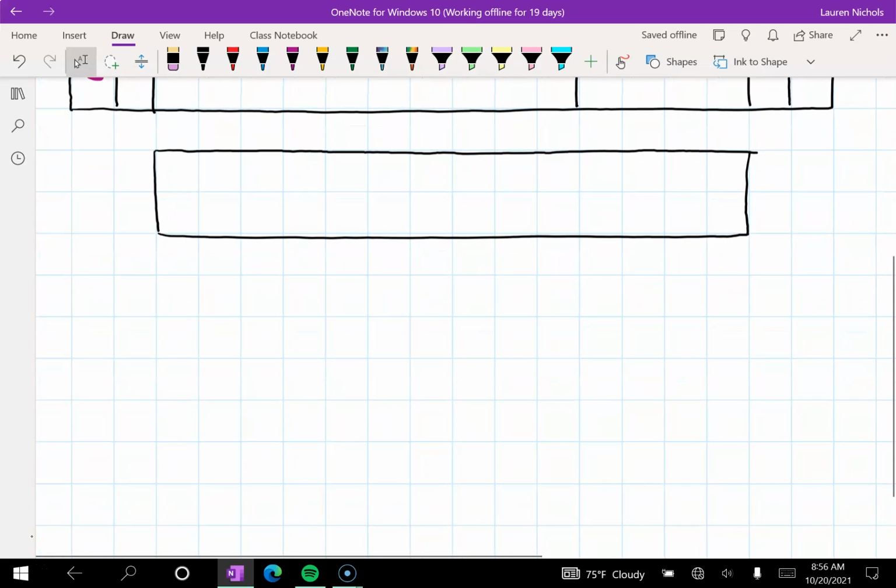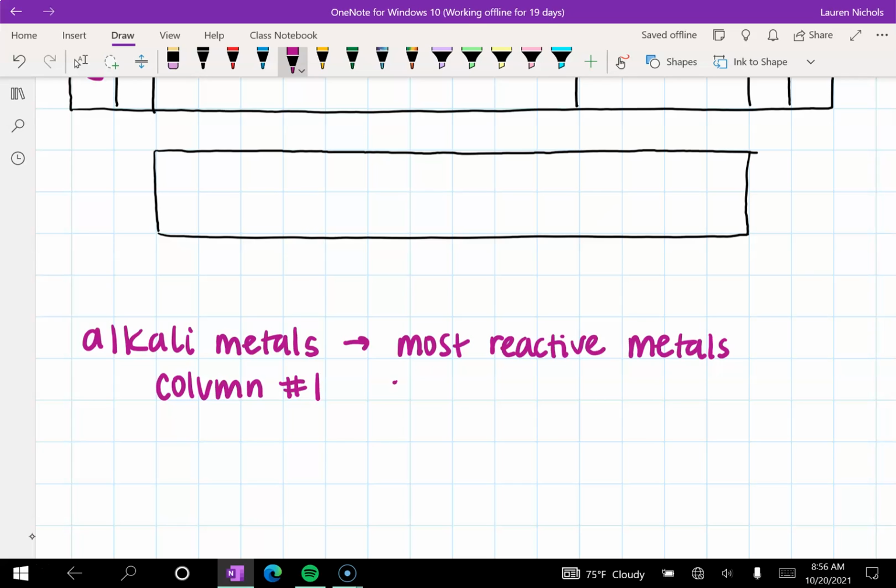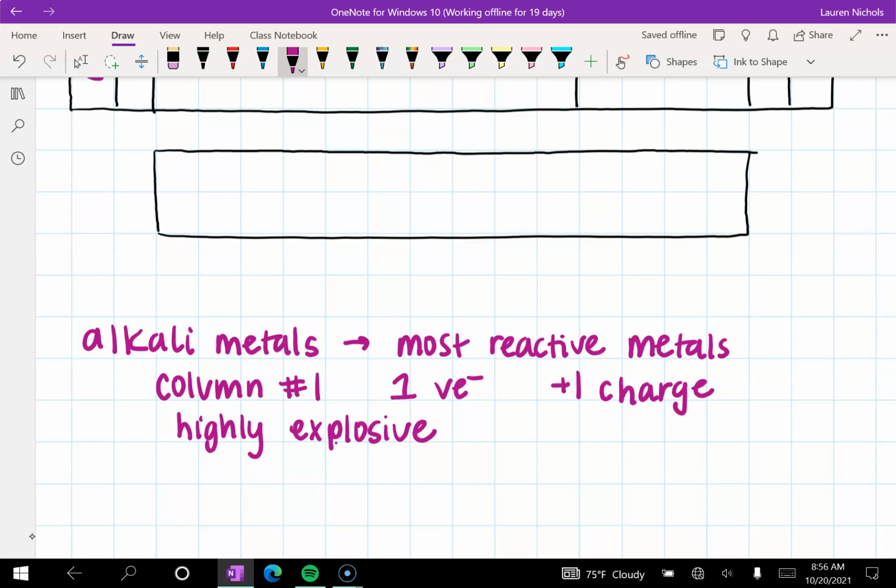So underneath our periodic table, we'll just kind of write the things that you need to know about each one. So the alkali metals are the most reactive metals on the periodic table. Okay, they're the most reactive metals. We know that they are in column number 1, okay, or group number 1, and that means that they have one valence electron. They will always have a positive 1 charge, okay, and the last thing that you need to know is that they are highly explosive with water. Okay, they catch on fire, they blow it up. It's really intense. Okay, so this is what you've got going on for your alkali metals.